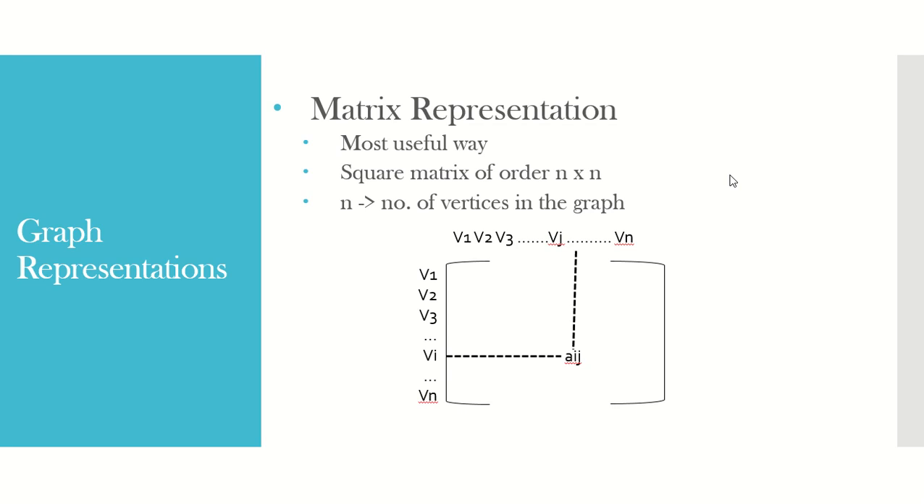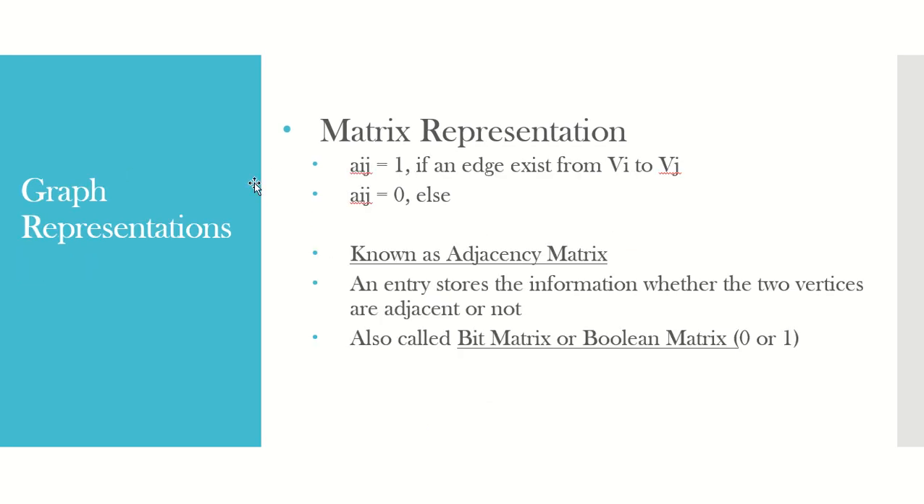Whenever you have an adjacency between a given vertex vi and a vertex vj, the position corresponding to the vi and vj intersection will be given a value 1, indicating that vi and vj are adjacent to each other. I'll give you an example for that as well. As I said, aij is equal to 1 if there is an edge from vi to vj, and it will be 0 if there is no edge from vi to vj.